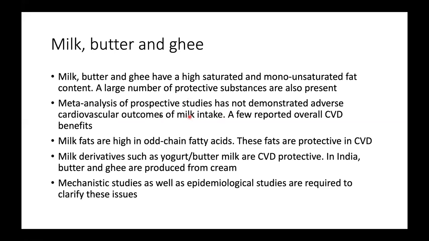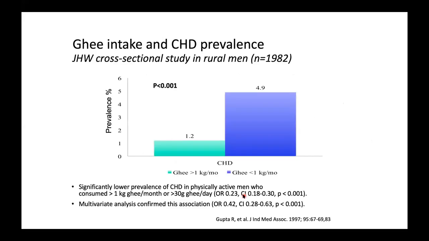And you see that meta-analysis has shown that milk intake doesn't have any adverse effect on cardiovascular outcomes. Even a few reports have shown that there is a benefit from milk intake. They are a very rich source of short-chain fatty acids, which are beneficial and protective for cardiovascular disease. Milk derivatives such as yogurt and buttermilk are protective against cardiovascular disease. In India, butter and ghee are usually produced from cream, and mechanistic as well as epidemiological studies are not there; these are required to clarify this issue.